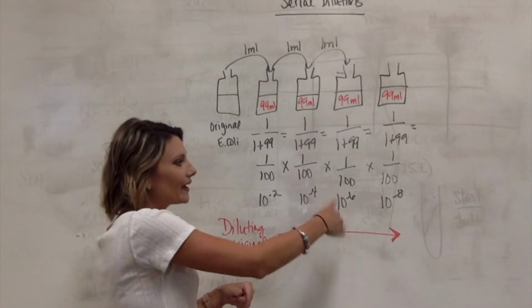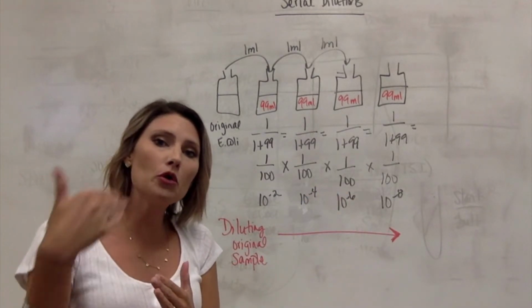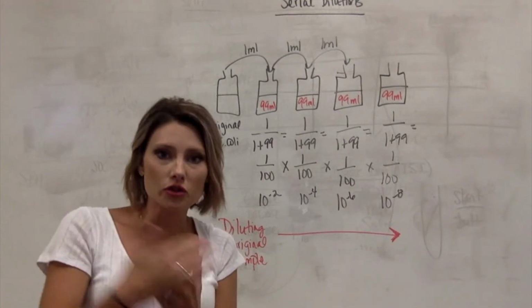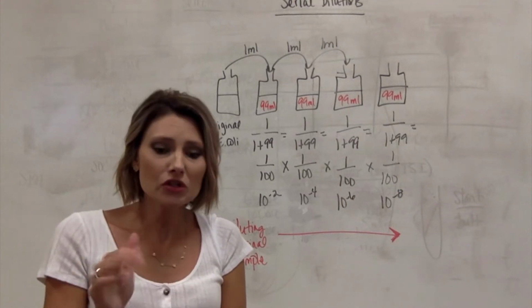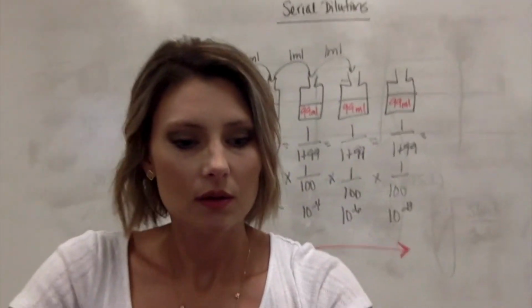Okay, so this is where we're getting to now. We can get to use workable numbers. So every time you move, you take 1 ml out of the previous sample, you're diluting another 100 times, 100 times, 100 times. Okay? So now I'm going to demonstrate how we do this.